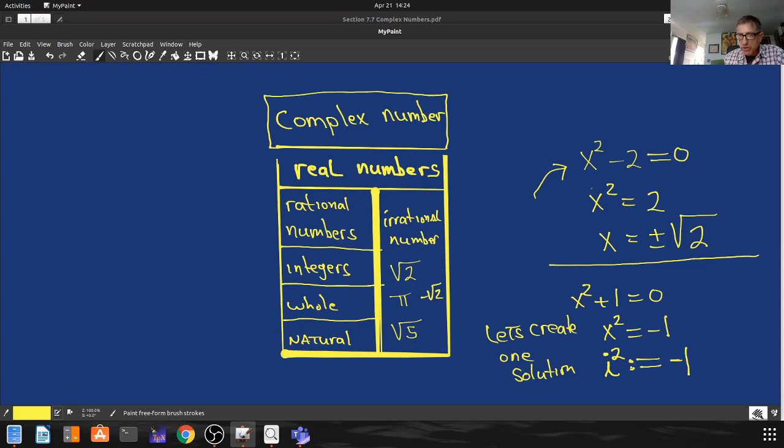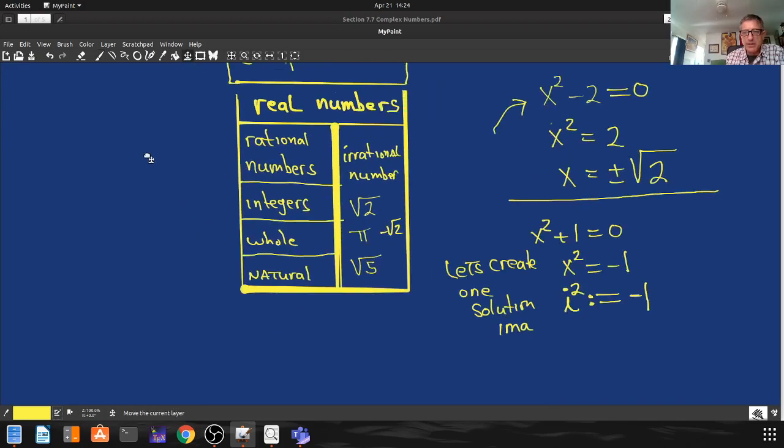I put the two little dots there because by definition that is what i squared is. So we defined this new solution to x squared plus 1 is equal to 0, and we called it i, and it has the property that i squared is equal to minus 1. And this i is called the, not i squared, but i.